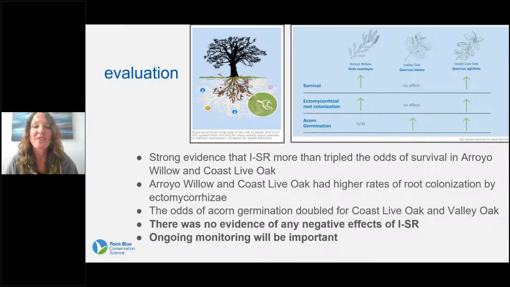And really importantly, there was no evidence that we have seen yet of any negative effects associated with the technique. But again, ongoing monitoring will be important, both to continue to assess the impacts of the technique on adaptation benefits, but also to help mitigate any risk that could develop associated with this technique.